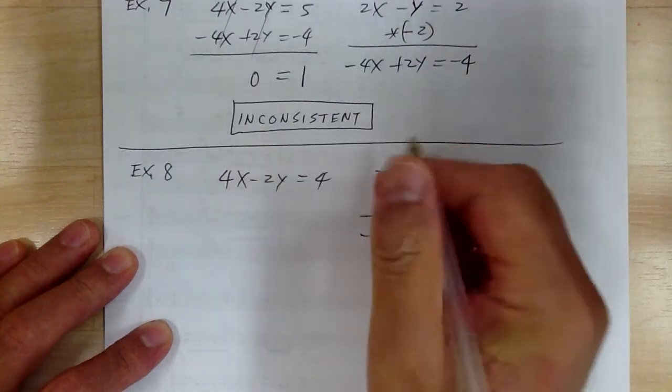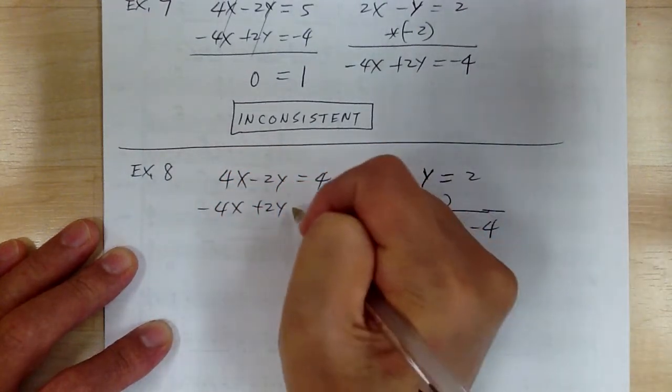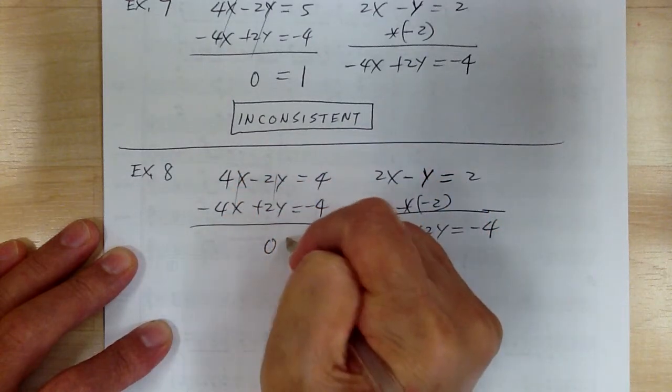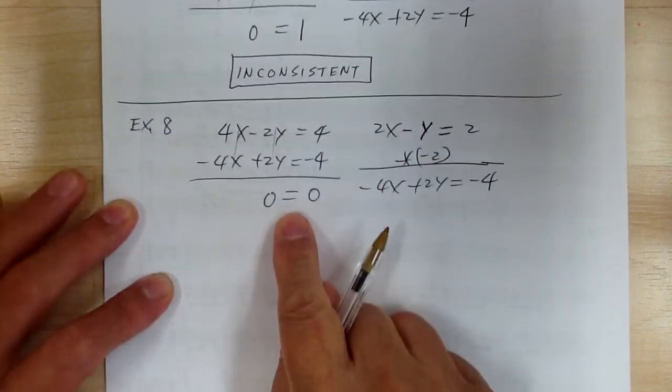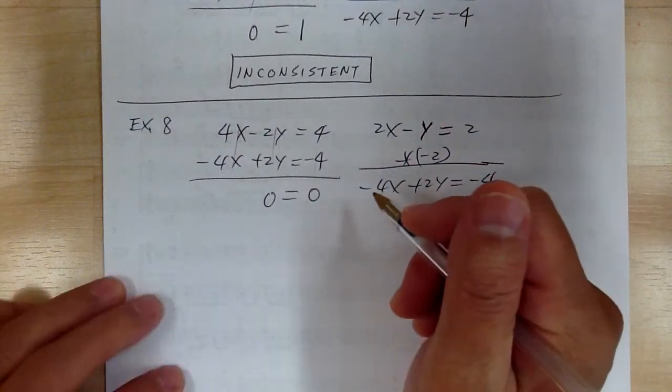And I'm going to put this under here. So I got negative 4x plus 2y equal to negative 4. When I add, everything gets cancelled out, so I got 0 equal to 0. So this is true, right? But there's no variable. What it means is that any number you put in is going to work. Okay? You've got an infinite number of solutions.